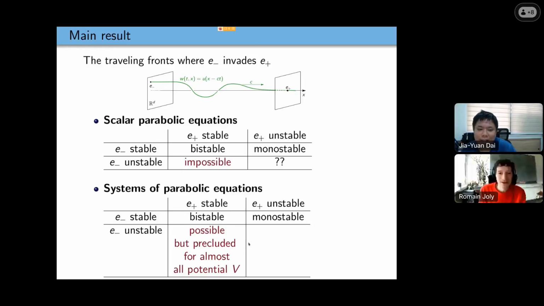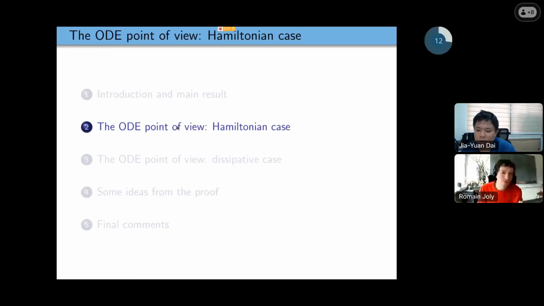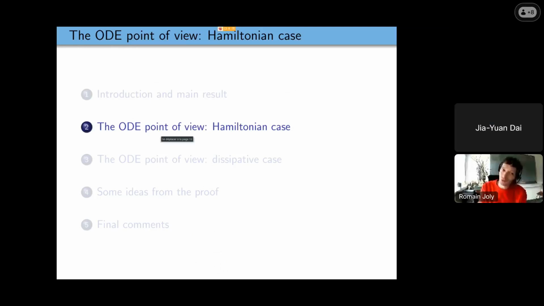Yes, nice. Okay, so let's now explain this. Maybe you will be disappointed because here is a place where I will tell you that it is not a PDE talk. It's more an ODE talk. What I would like to do now is to explain that the study of traveling fronts and standing pulses is more about the dynamics of ODEs.